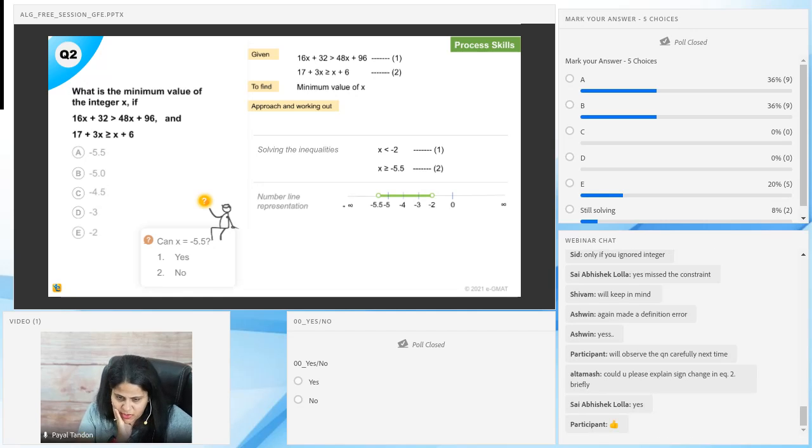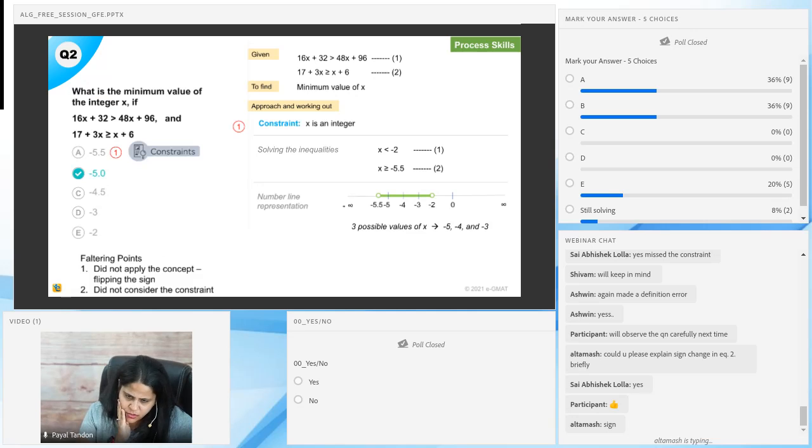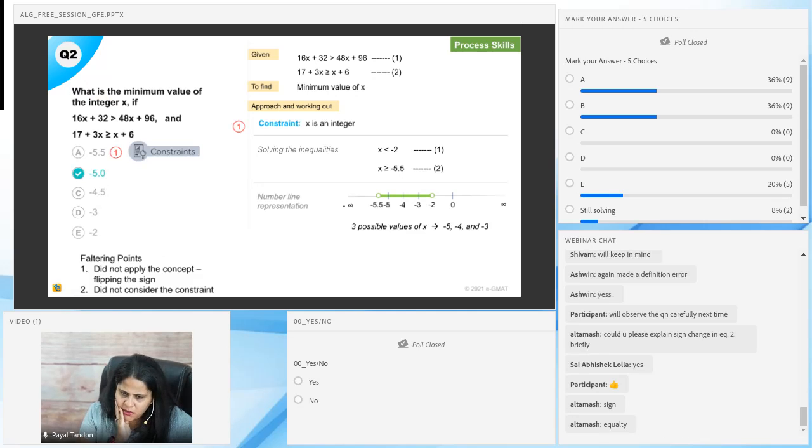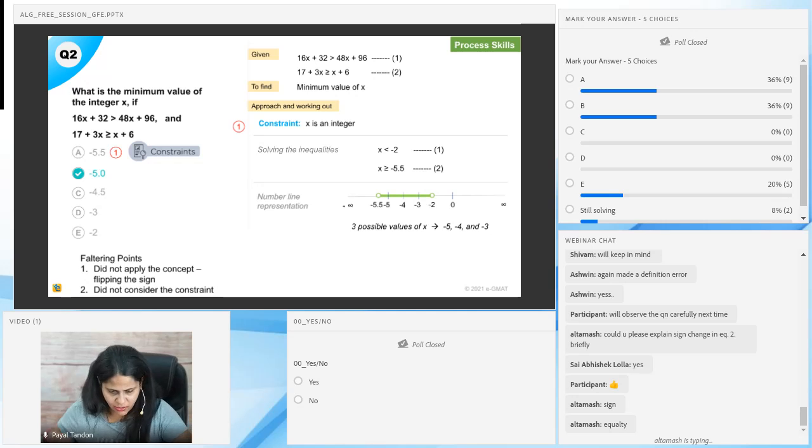Good. Altamash, you're asking, could you please explain the change in equation 2? Change in equation 2. What do you mean by change in equation 2? Sorry, sign. Okay. You want me to solve this? Okay, let me just see. X plus 6. Okay, 2x is. Okay, equal. All right. Let me work this out separately and then I'll tell you.